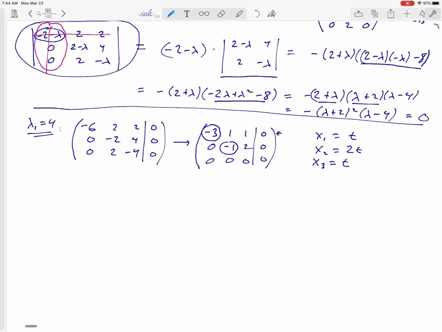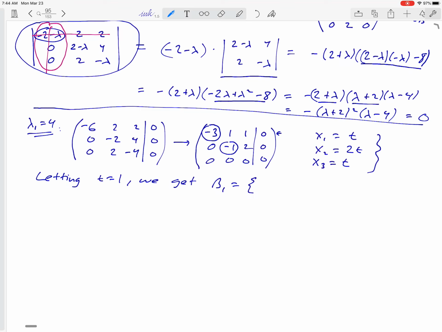Okay, and since there's just one free variable, that means there should be one linearly independent associated eigenvector here. Okay, and we can just give the free variable any non-zero value we care to. t equals 1 is nice in this case. That's going to give us the vector 1, 2, 1, if you look over here at our solution.